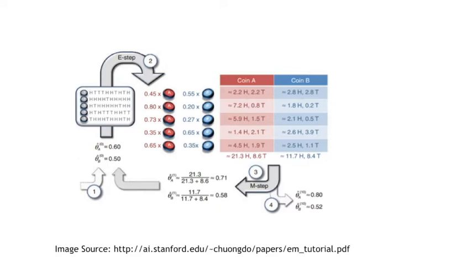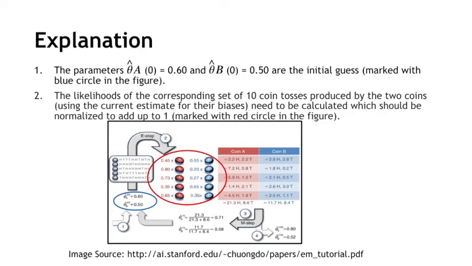Okay. So initially we try to guess some biases. Our initial guess would be theta A is equal to 0.6 and theta B is equal to 0.5, as has been marked with blue circle in the figure, if you can see. So the likelihood of the corresponding set of 10 coin tosses produced by the two coins needs to be calculated, which should be normalized to add up to 1.